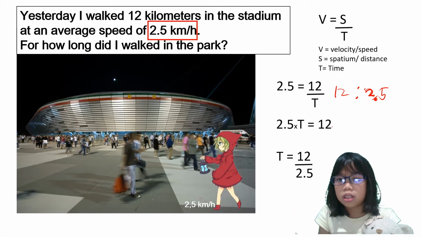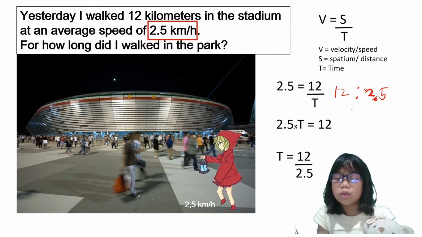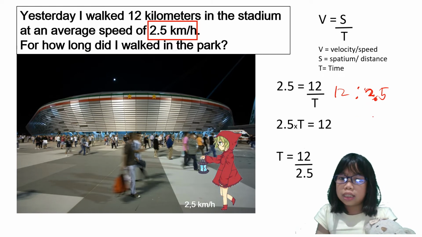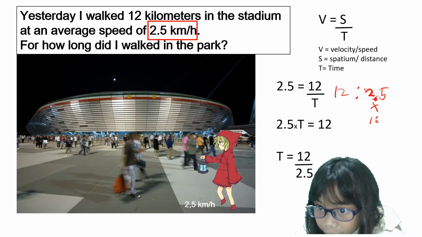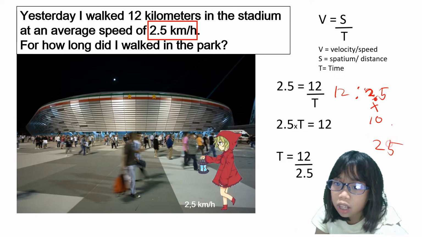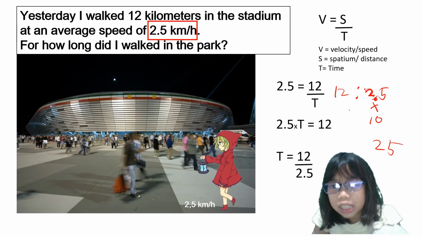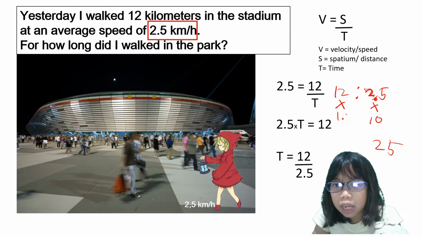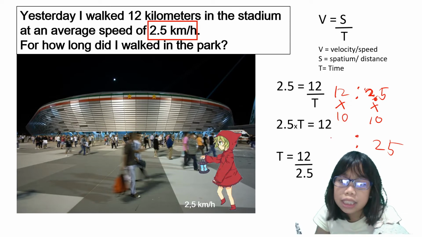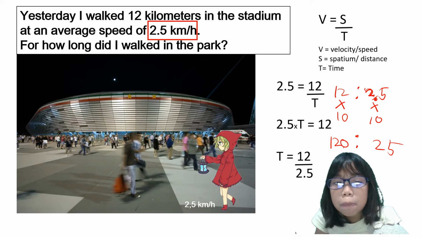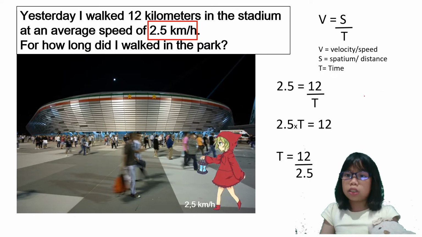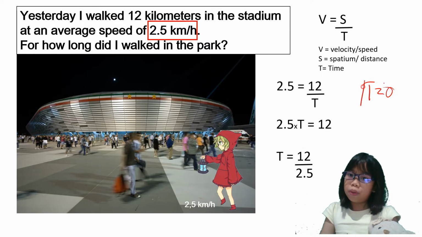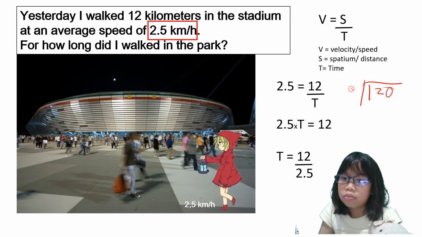Okay, that's not important. So how we divide by decimal numbers is like this. If there's a decimal number, we times it by 10, which is going to be 25. And to be the same, this needs to be times 10 too, which is 120. So now we can do the normal divide.